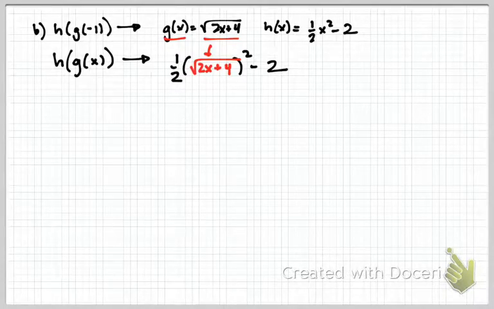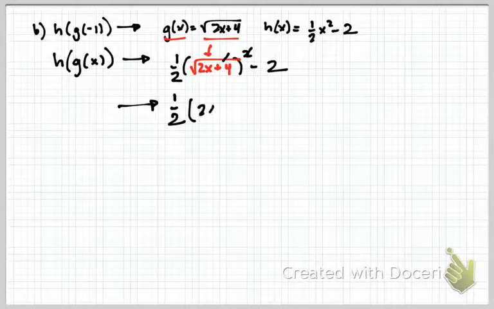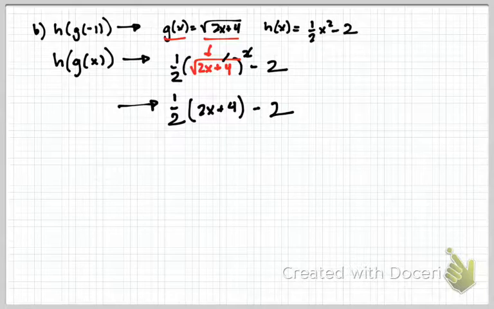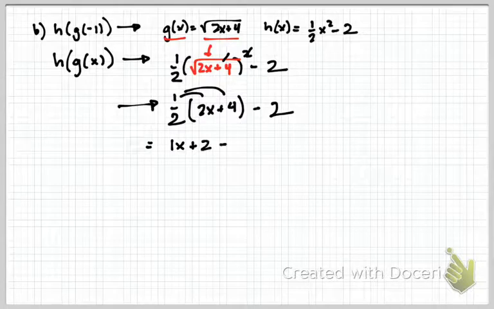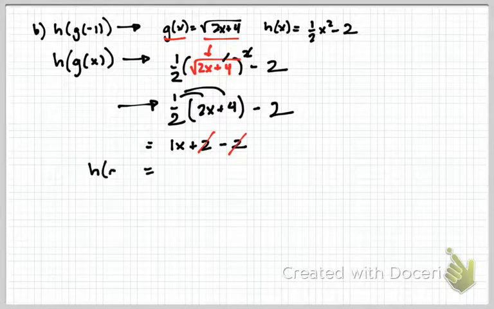Now right now it looks a lot more complicated when you do it this way, but there's a purpose in doing it this way. 1/2, square root and the square cancel, so you're left with 2x plus 4 minus 2. We take the 1/2, we distribute. This will equal 1x plus 2 minus 2. These cancel, and you are left with h of g of x is equal to just x.